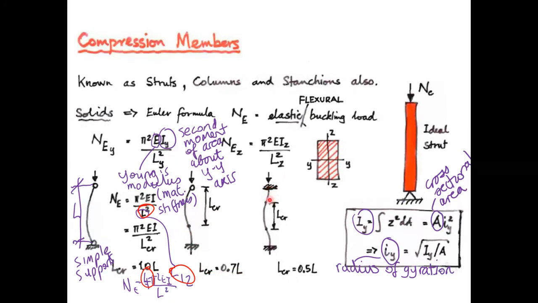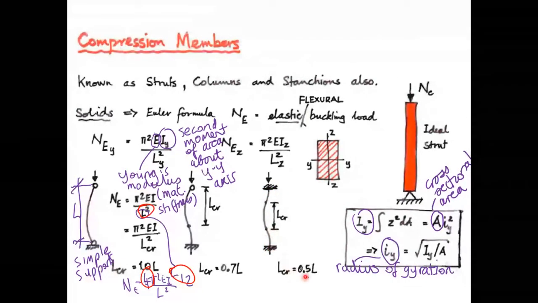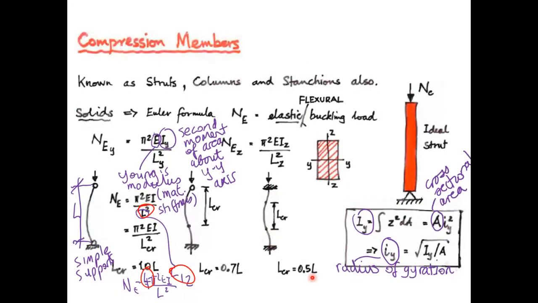Whereas if I have something that's fixed on both ends, it maintains a 90-degree angle, then the critical length here is equal to 0.5 times the overall length. What does that tell us? That tells us that if I have a member and want to increase its capacity to carry load in compression, I can make it a shorter member. So if I halve the length of the member, I can make the capacity 4 times. I could also change the end conditions. The end condition here is pinned on the other side.